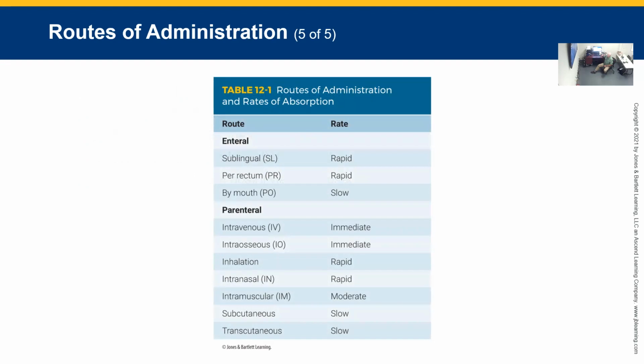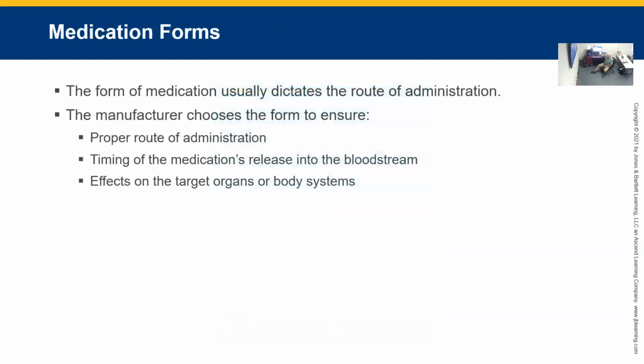So here is a good table of the routes. This is in your book. Sublingual is pretty rapid. Rectal is rapid. Mouth is slow. IV is almost immediate. IO is almost immediate, almost as fast as IV. Inhalation is rapid. Intranasal too. IM is moderate. The rest are very slow. The reason subcutaneous is slow is that it's just under the skin, so it takes a little while for it to be absorbed.